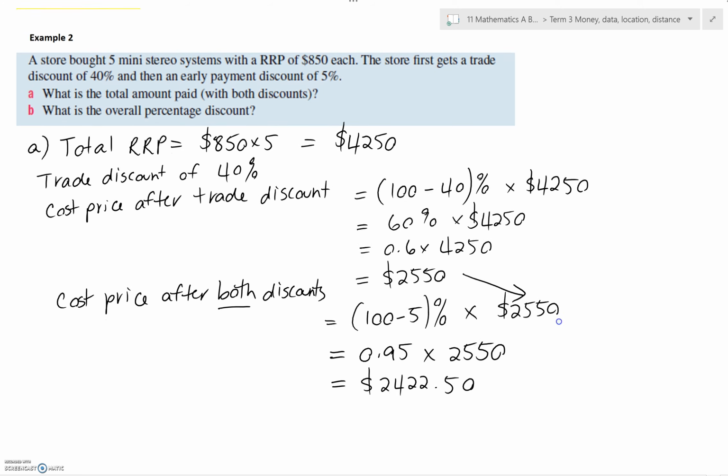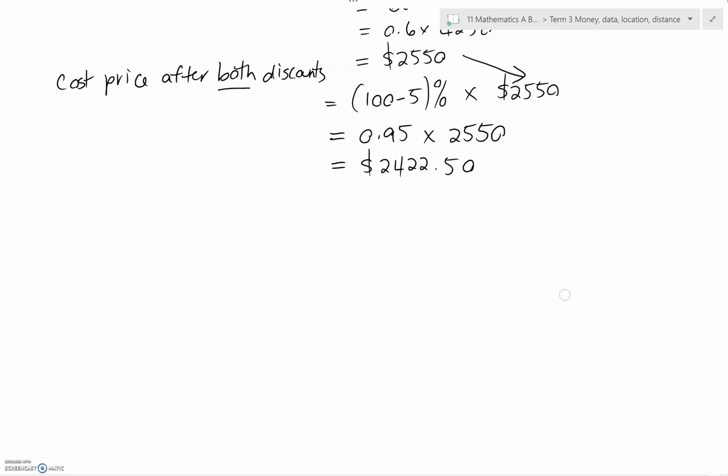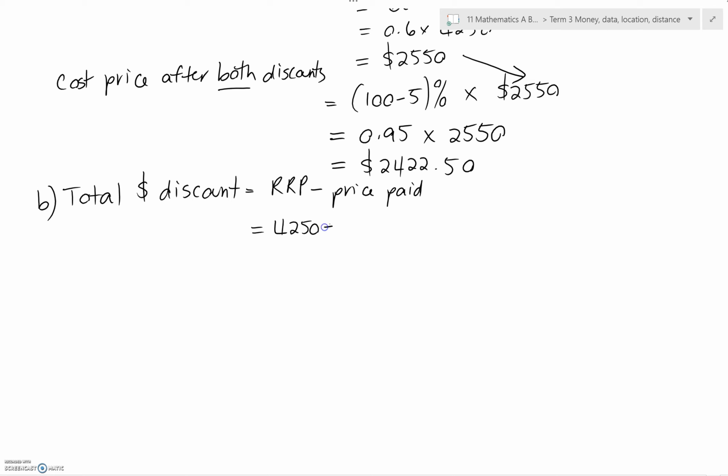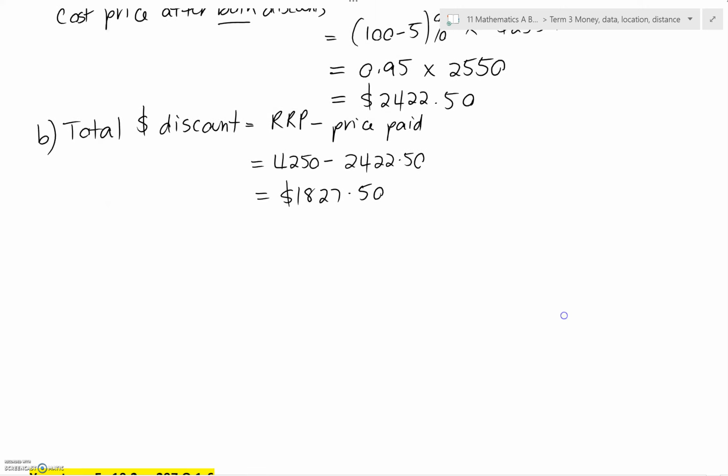Now, part B, what is the overall percentage discount? So obviously it's not 45% because I've just told you that's wrong. So let's work out how much it really is. So it's easy enough for us to work out the total dollars discount here. That is the recommended retail price minus the price that was actually paid. So that's 4,250 minus the 2,422.50 we just said we were going to pay. So the amount of discount that was actually given to them was $1,827.50.